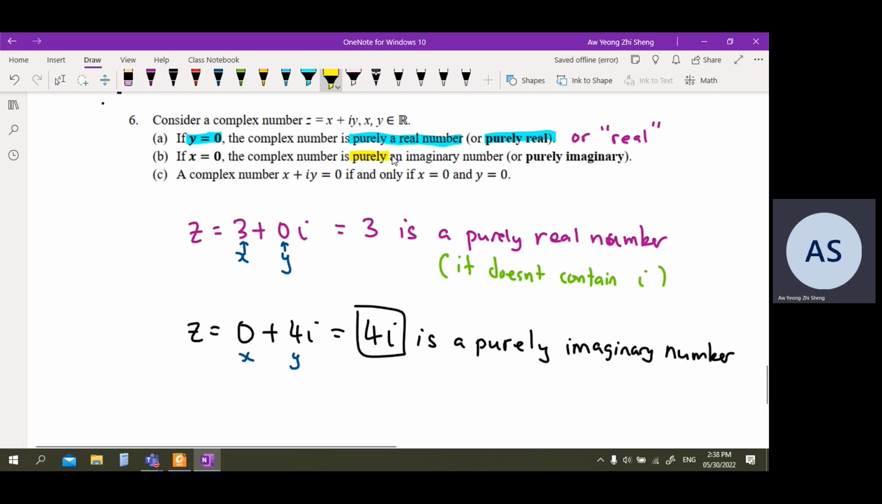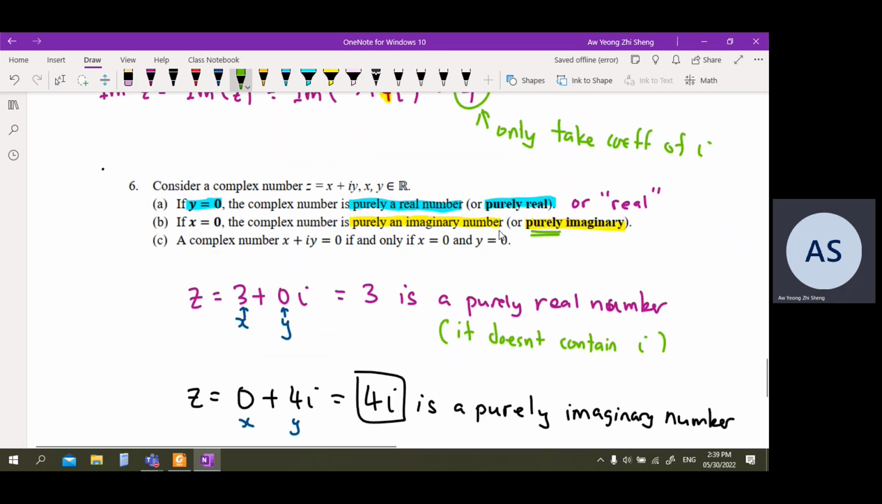So we say it is purely an imaginary number, or simply purely imaginary. When describing a purely imaginary number, it is common for people to include the word purely. But when describing a purely real number, it is common for people to omit the word purely. This is just common practice. When the question says a number is real, it's understood as purely real.